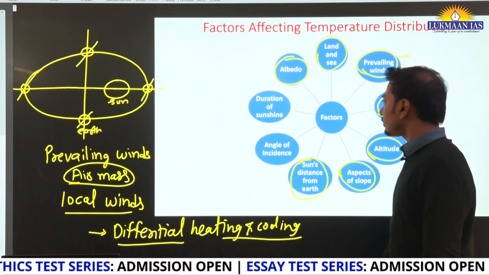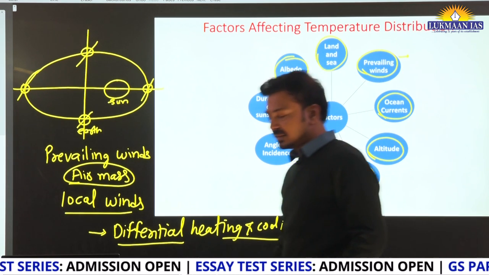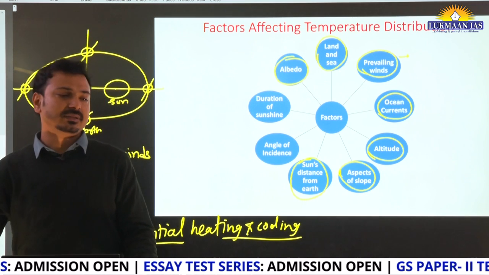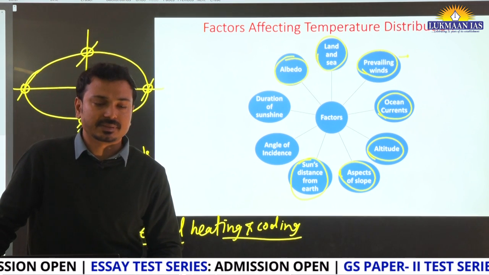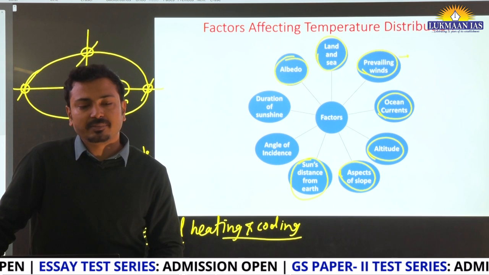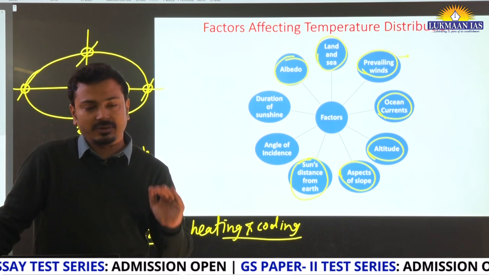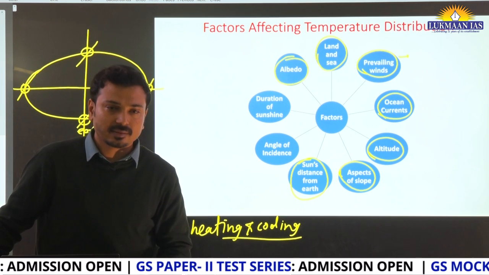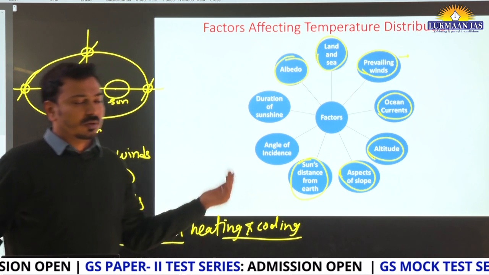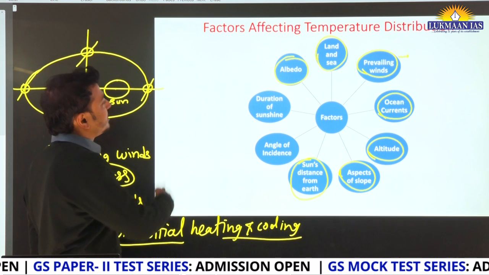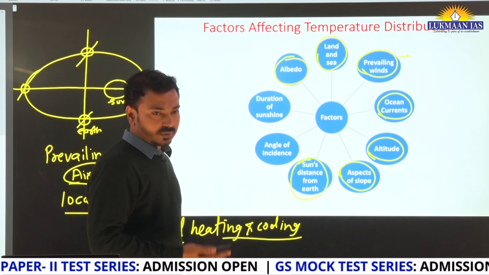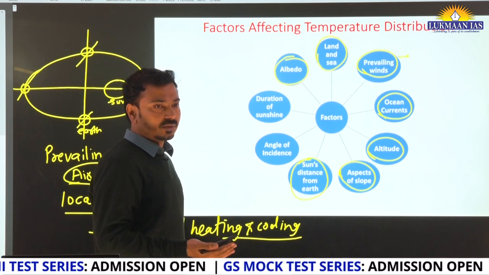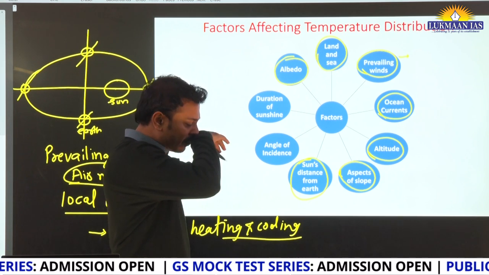Now, albedo. Albedo is nothing but the reflectivity of the land surface. Reflectivity means what percentage of the heat radiation falling on that surface is reflected back. The most prominent one is fresh snow or the ice surface, which has a very high albedo.